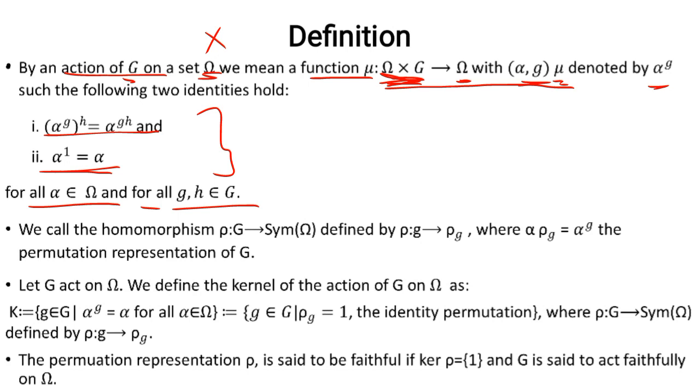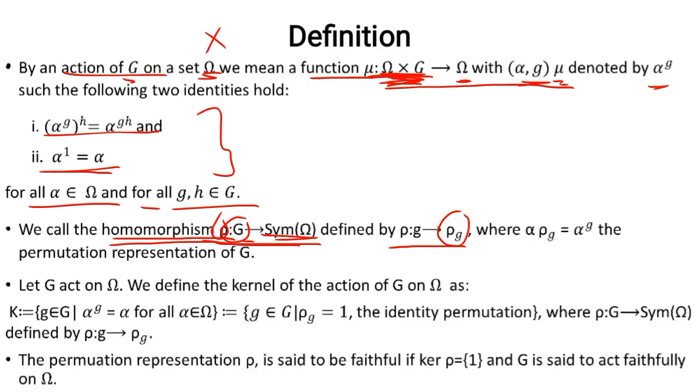The next thing you need to know is that we call this function a homomorphism. If you remember, we defined a homomorphism. So the homomorphism rho maps from the group G into the symmetric group on the set Omega, which we used in the definition of the action, defined by this map. The map is a function from G to the symmetric group on Omega, and it takes g, the small letter g from the group G, and acts by the permutation rho g.